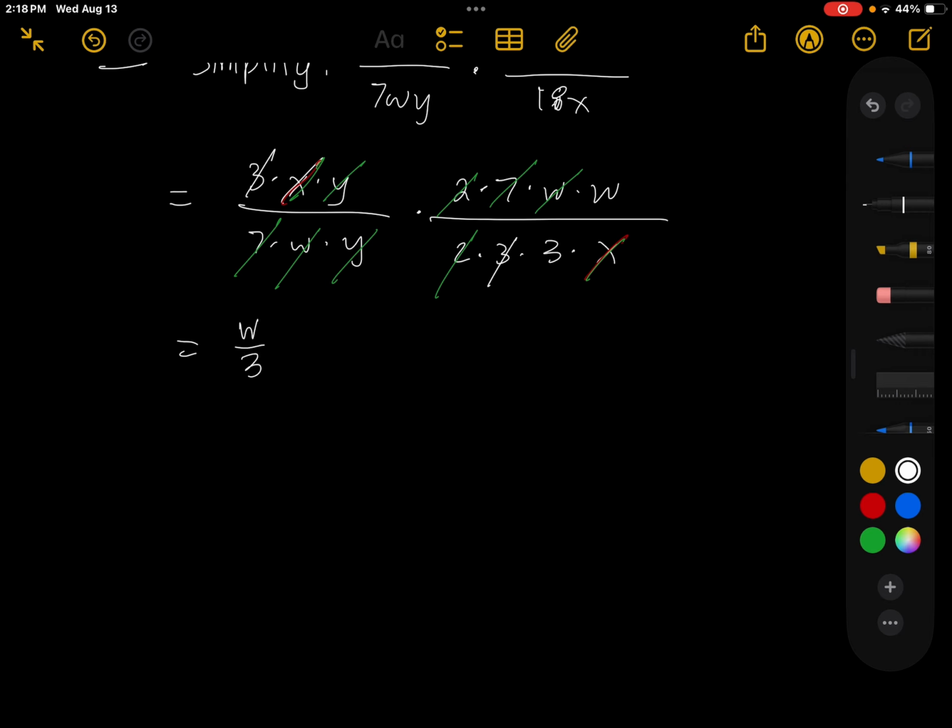Now let's just remind ourselves that canceling only works when you have a factor on the top and bottom. Not when you have a sum or when you have a difference. Only when you have a product.